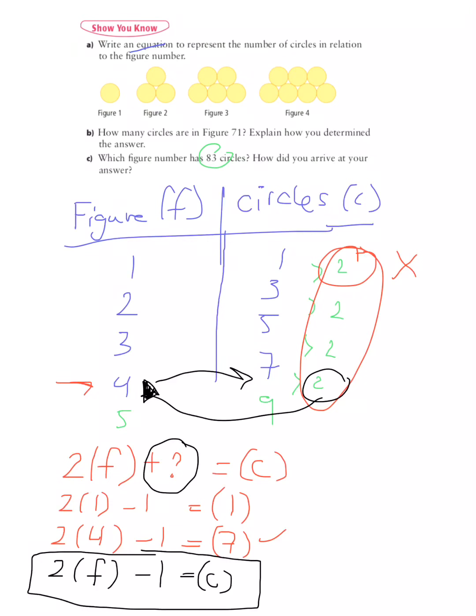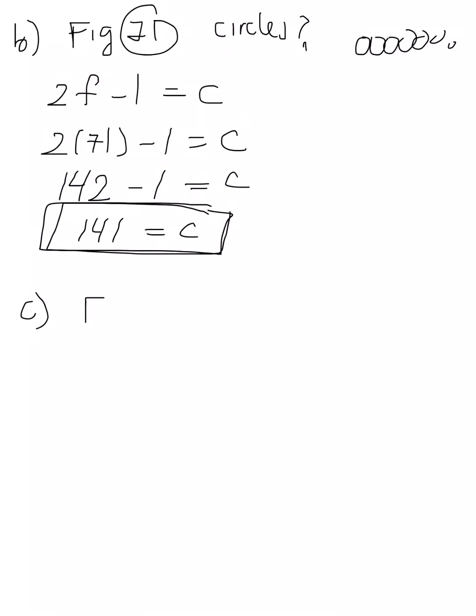Which figure number has 83 circles? So we just have to basically figure out which one we're plugging in, right? That's why it's important that we label them something that makes sense. So which figure number has 83 circles? So this time we're trying to find the figure number. We don't know the figure number. And we know the circles is 83.